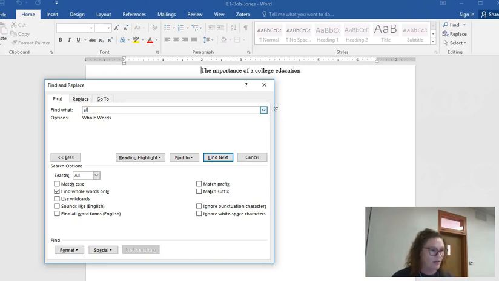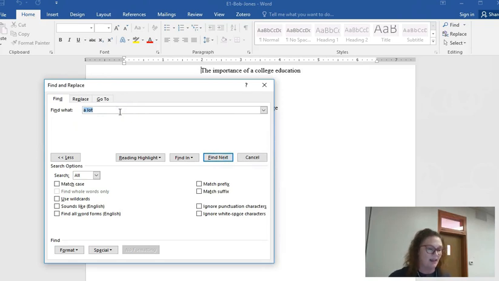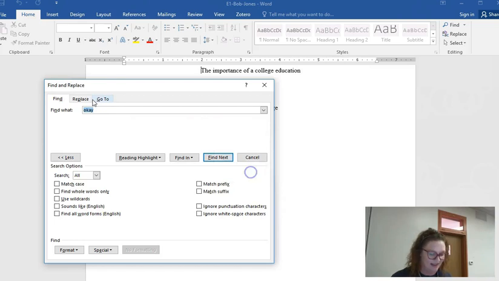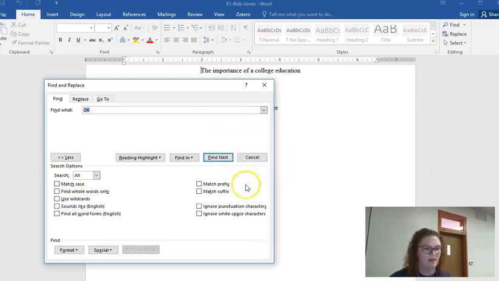Now, the first one I'm going to do is "allot" as one word, because this is misspelled, but a lot of students write it this way. So no results found. That's awesome. And then I'm going to do "a lot" separate. No results found. Awesome. Then I'm going to do OK. All right. Looks like I was doing a good job here. And OK. So none of those are in my paper.